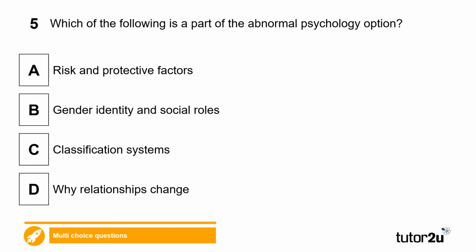Which of the following is a part of the abnormal psychology option? A. Risk and protective factors, B. Gender identity and social roles, C. Classification systems, or D. Why relationships change? Classification systems are a part of the abnormal psychology option.